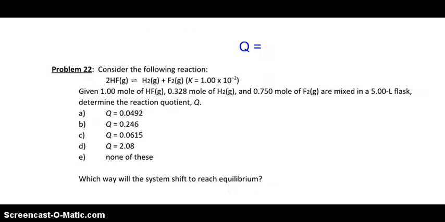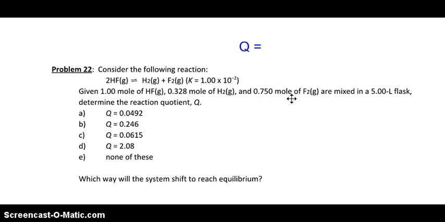All right, problem number 22 is actually quite similar. Here we have the reaction of 2HF making hydrogen gas and fluorine gas. Oh, and I also gave you that K is 0.01. I know it's in scientific notation, but it's 0.01. Now look carefully at the next part. It's given 1.0 mole, 0.328 moles, 0.750 moles.